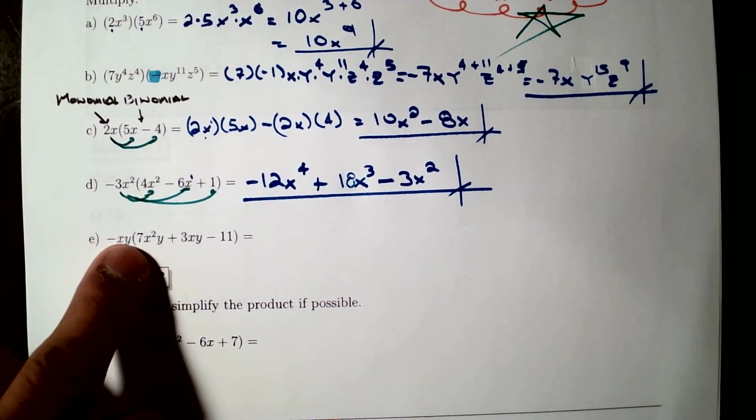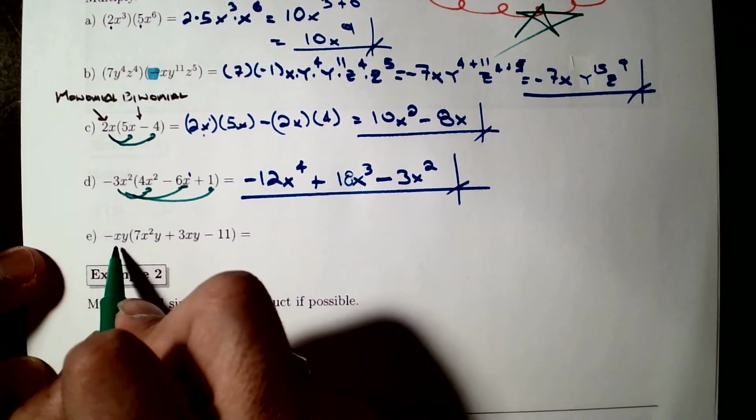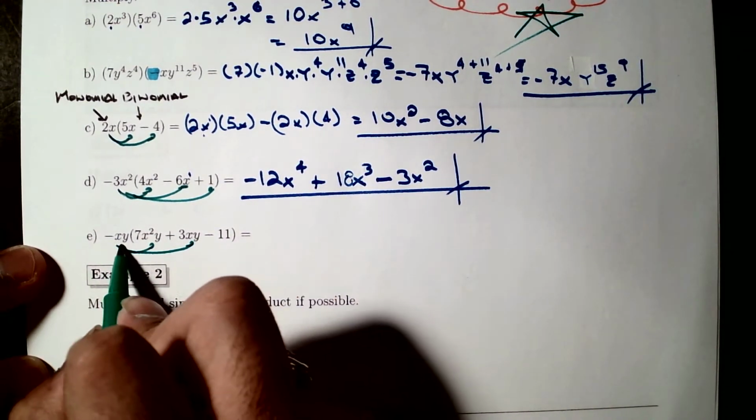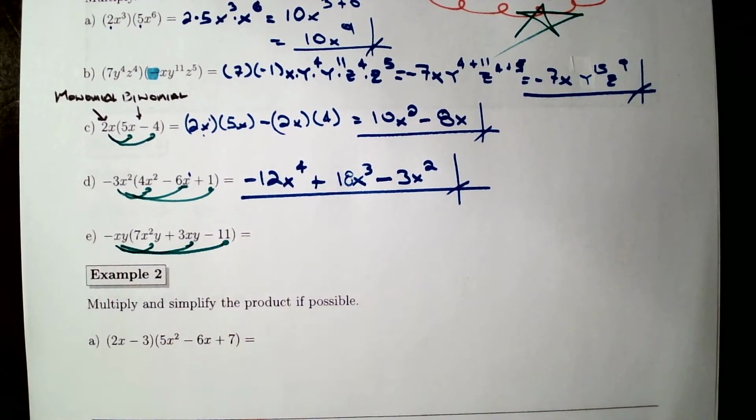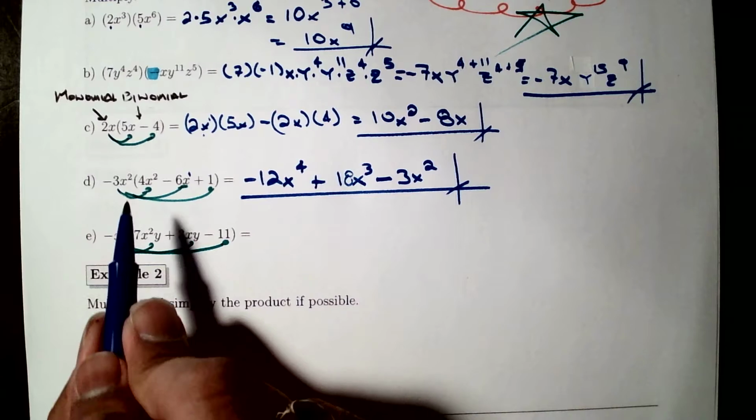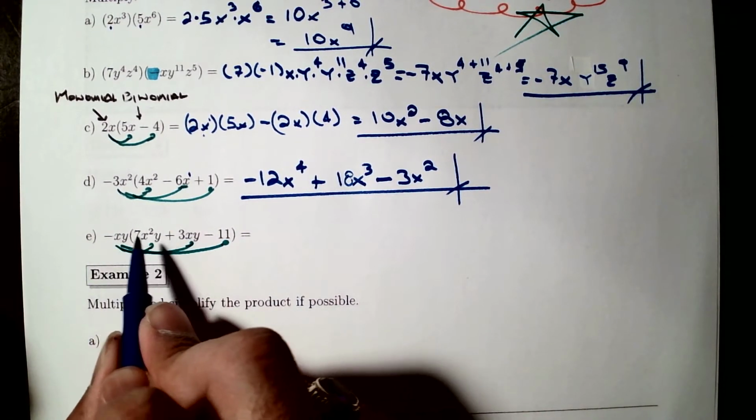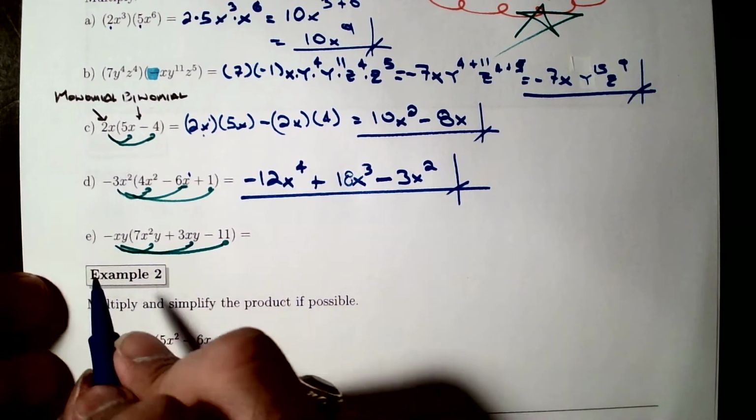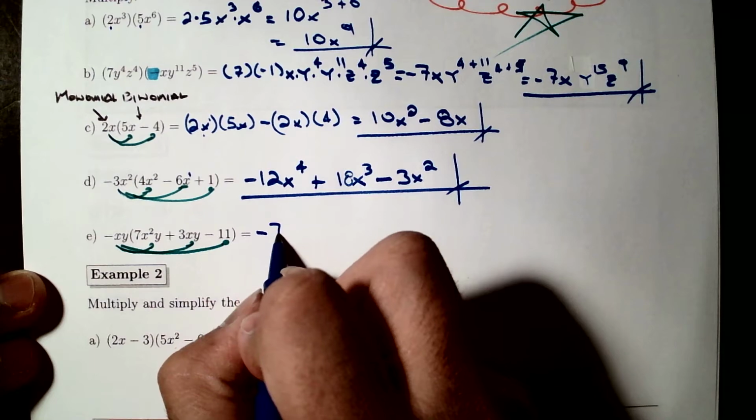Alright, this one might be a little bit tricky, letter E. So what about letter E? Well, in this case, we still distribute. But we are going to multiply power by power and coefficient by coefficient the same way we did it before. If it looks a little bit weird, it's because it has more than one variable at the same time. So in this case, we have negative times a positive 7, that's negative 7.